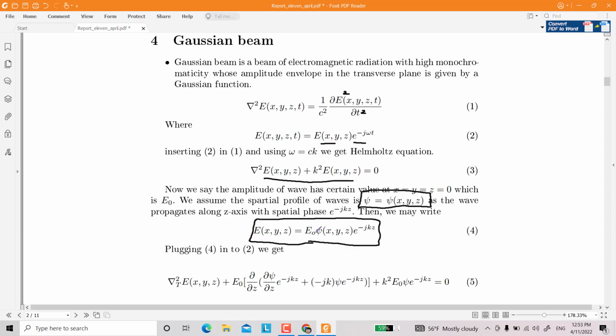Got it? So this is the thing, and we assume that psi is the spatial profile of the wave at any value of x, y, and z. Our interest is to find what this psi is, right? In order to do that, we plug this equation number 4 into equation number 2, which is the Helmholtz equation, and perform the indicated operations.